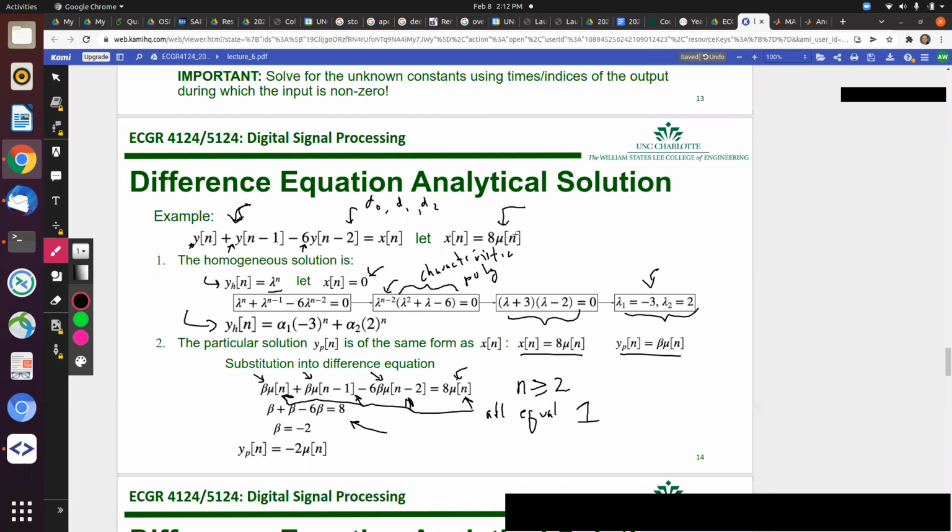Now you have beta plus beta minus 6 beta equals 8. We can solve for beta. Beta is minus 2. Now that we solve for beta, we know the particular form of y. y is minus 2 u of n, restricted to the fact that n is greater than or equal to 2. That's going to come back to us because when we write down our solution, it will only apply for when n is greater than or equal to 2. There will be a different value that comes out of this system at n equals 0 and at n equals 1. But this is going to be universally correct for all values of n greater than or equal to 2.